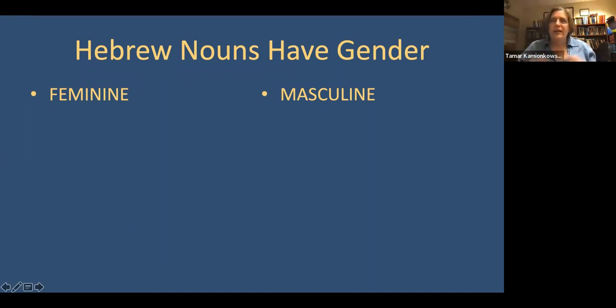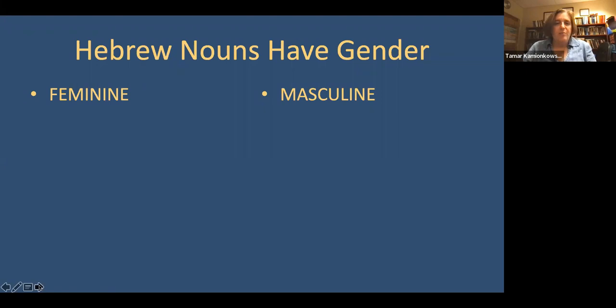In Hebrew, every single noun has either a grammatically feminine association or grammatically masculine. So in English, if I say the word stone, then the stone is something. It's not the stone is she or the stone is he. But in Hebrew, it's a very binary system, and every single noun is assigned a grammatical gender.